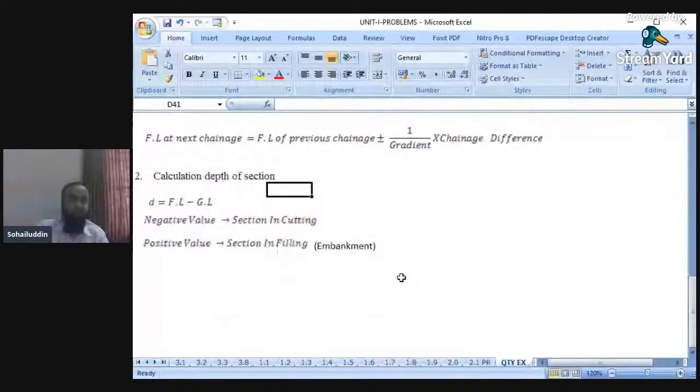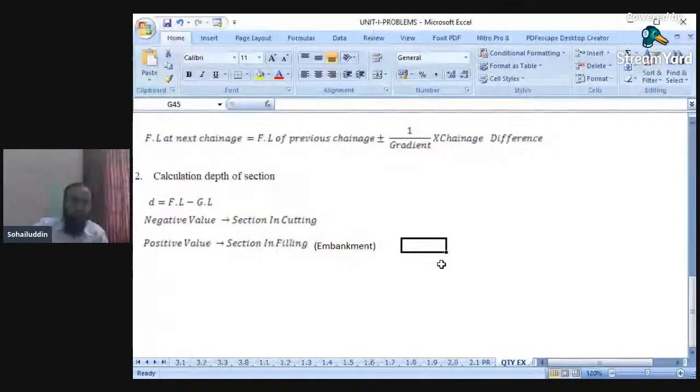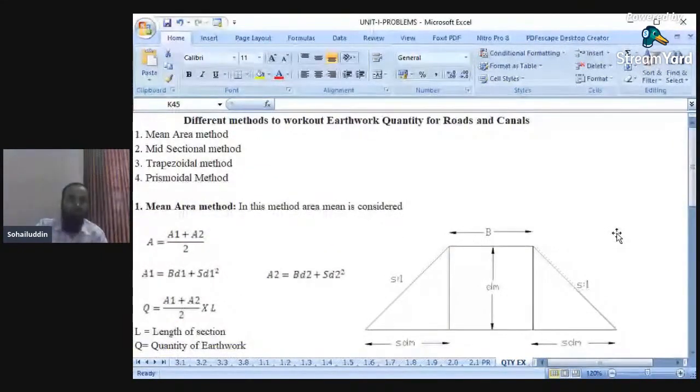So if it is negative, then it comes under cutting, and if it is positive, then it comes under filling or embankment. Embankment is nothing but the filling. So we will see the problems related with this. It is just the introduction of the different 4 methods in excavation.